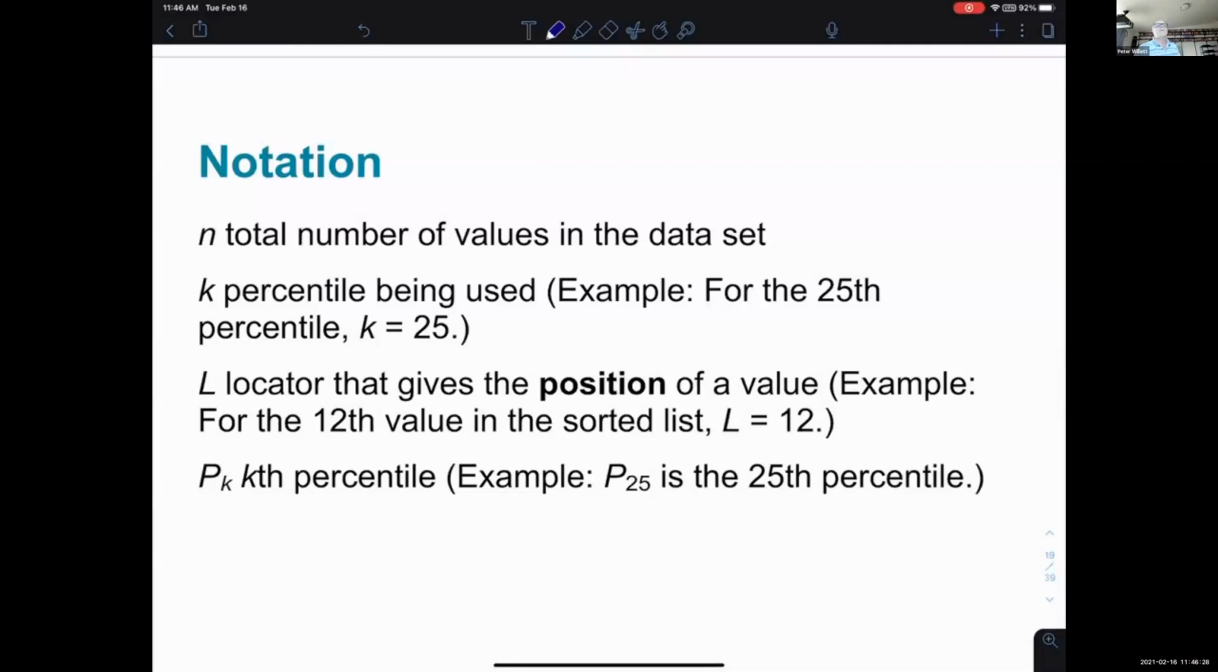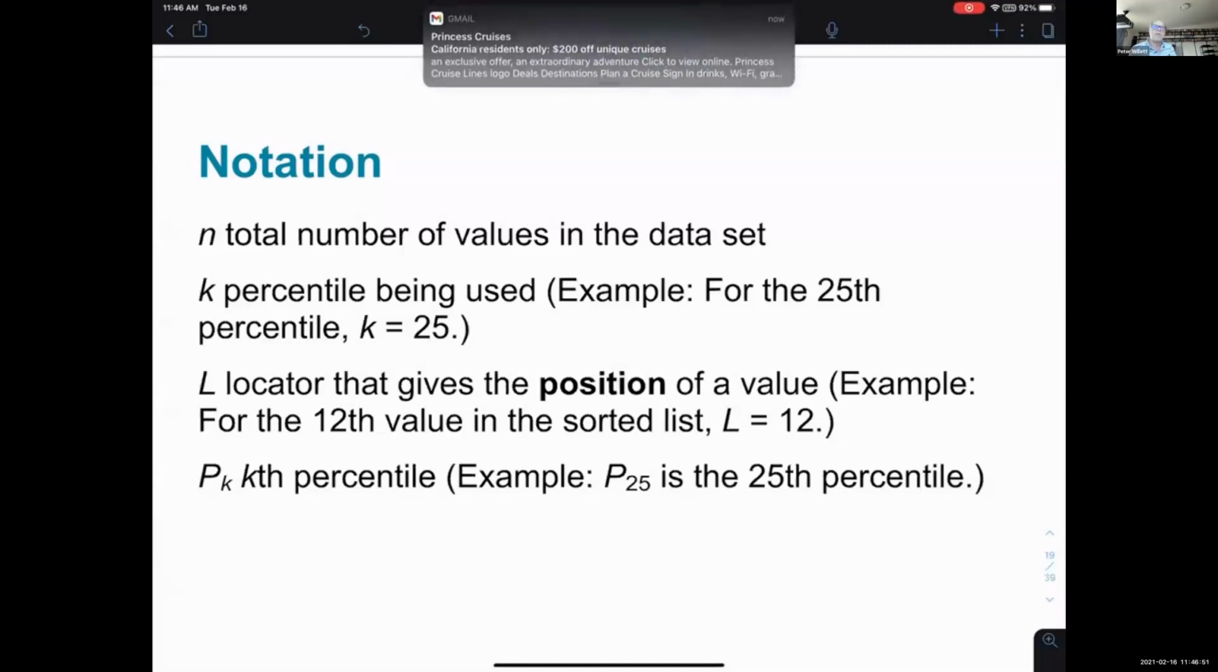N is the total number of values in the set. K now they're going to use as the percentile being used, like 25th percentile. We just saw 40th percentile. That'll be a K number. L is the locator that gives the position of a value. For example, the 12th value in the sorted list is 12. And P sub K, for the kth percentile, like the 25th percentile, is the actual number itself.